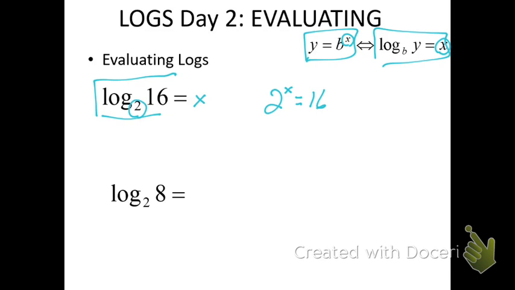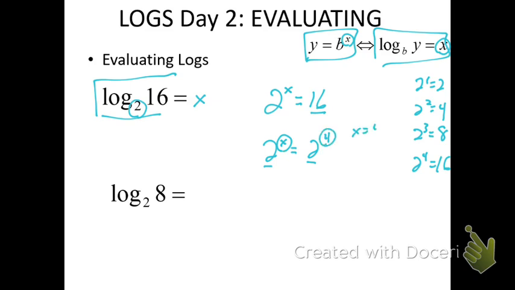There's a chart that I've given you before that I'm also going to give you in Chapter 8 that shows all the powers of 2: 2 to the first power is equal to 2, 2 to the second power is equal to 4, 2 to the third power is equal to 8, and 2 to the fourth power is equal to 16. Well, hey, I know that 16 is the same thing as 2 to the fourth. So if 2 to the x is equal to 2 to the 4, then if the bases are the same, 2 and 2, then the exponents have to be the same as well. So x equals 4.